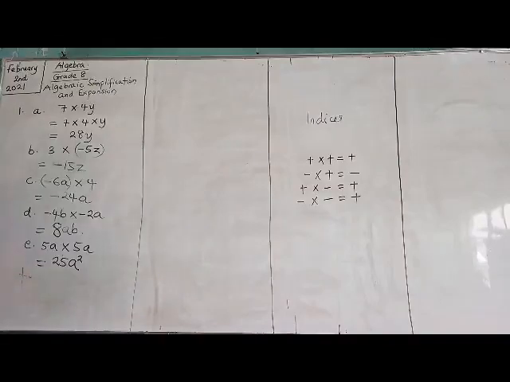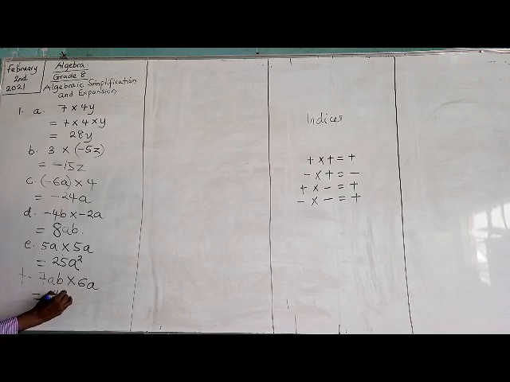And let's go to F. In question F, we have 7ab times 6a. How do you handle that? Both terms are again positive, so we expect our answer to be positive. 7 times 6 gives you 42. A times a will give you a squared, and that's how you write it. And then you multiply that finally with b. So you're going to have 42a squared b as your final answer.